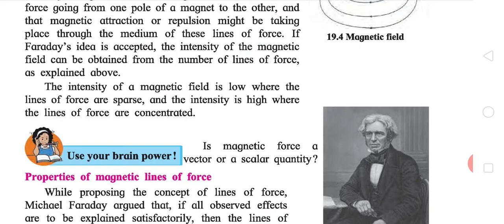If Faraday's idea is accepted, the intensity of the magnetic field can be obtained by the number of lines of force, as explained above. The intensity of a magnetic field is low where the lines of force are sparse, and the intensity is high where the lines of force are concentrated.